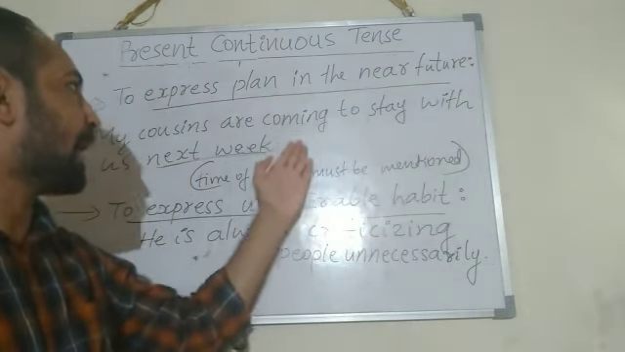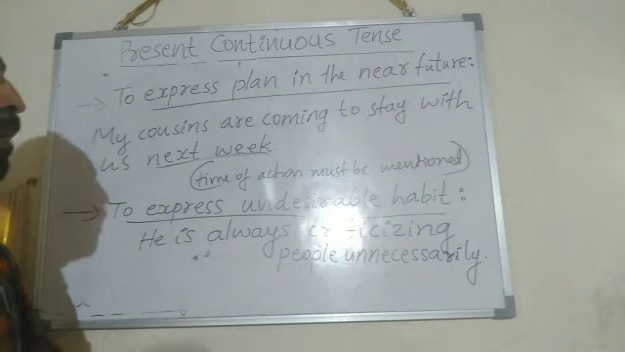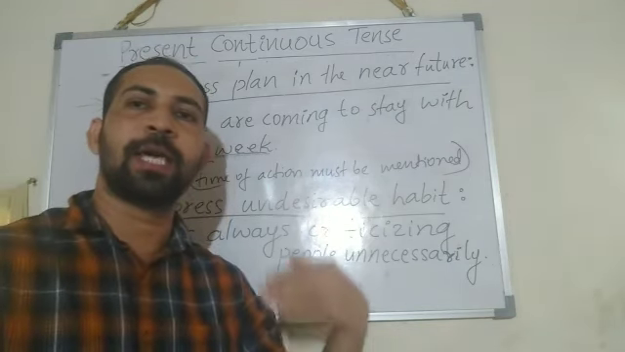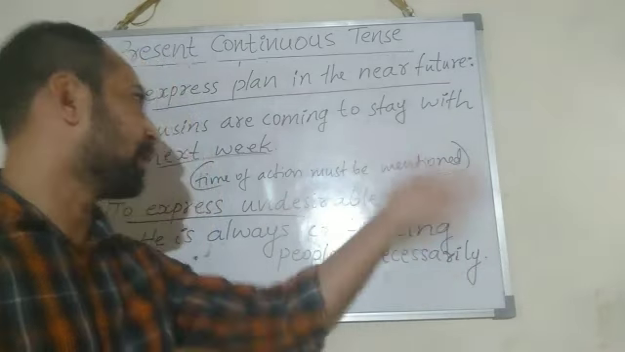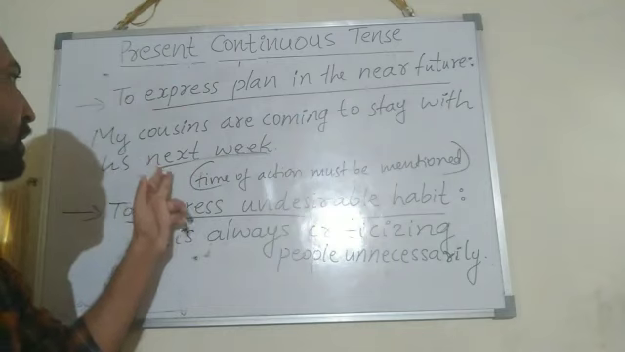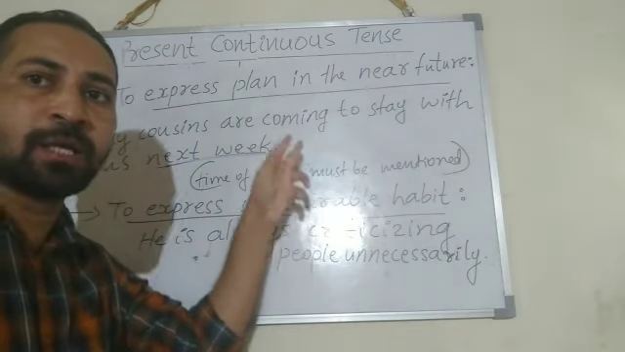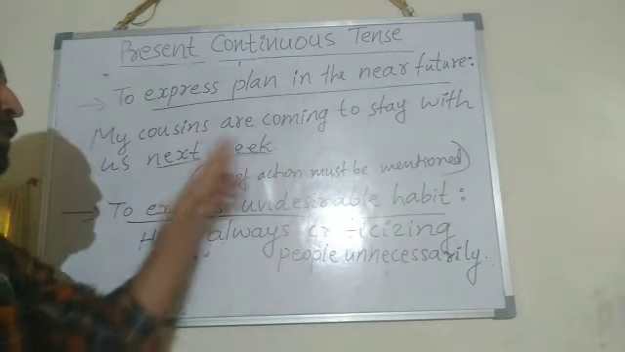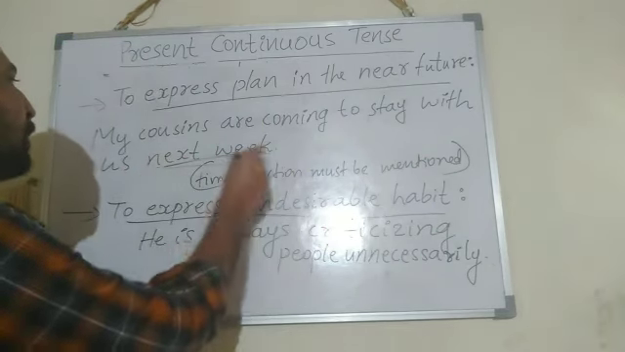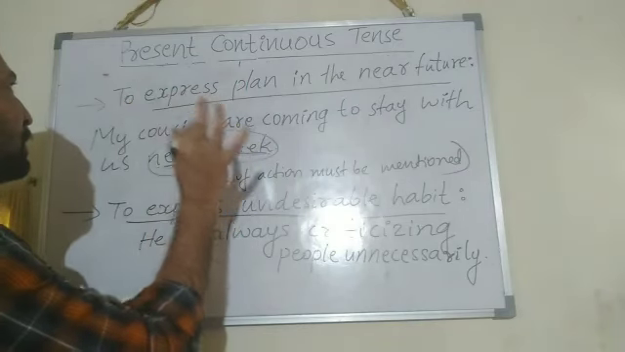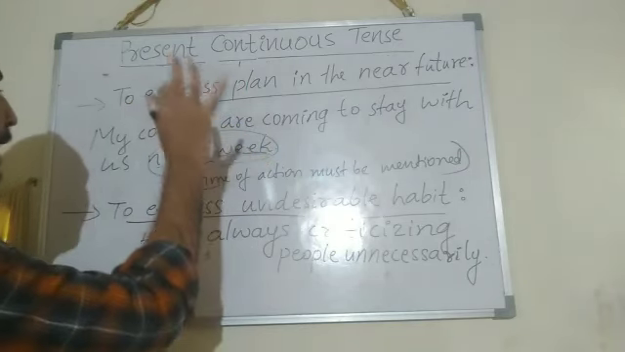So, what is the action? At the time of speaking, the action is not happening, but the action may be happening later. For example, my cousins are coming to stay with us next week. At the time of speaking, the action is not happening. The action may be happening next week. So the time reference, next week, is very important in this sentence.